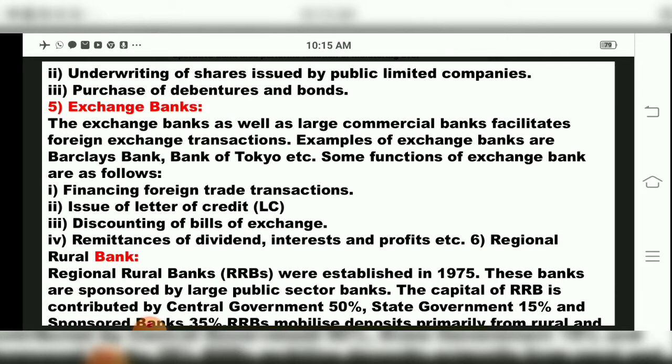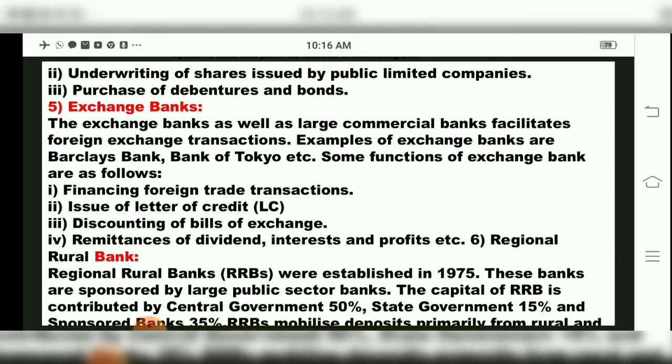So Exchange Bank, as well as large commercial banks, facilitates foreign exchange transactions. Examples of exchange banks are Barclays Bank, Bank of Tokyo, and the functions these exchange banks perform, children, are they finance foreign trade transactions, issue letters of credit, discount bills of exchange, and handle remittance of dividend, interest and profit. That is what relates to the functions of exchange banks, children.